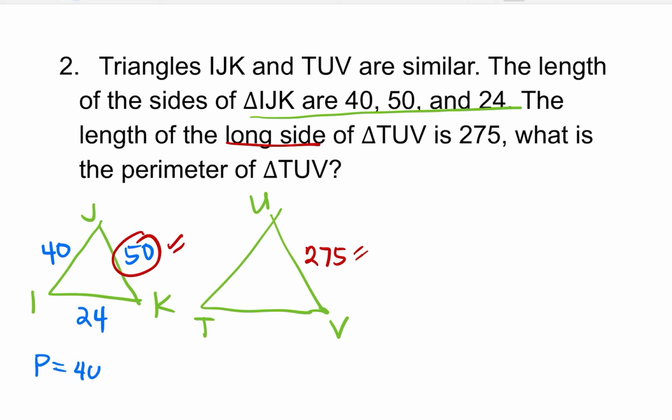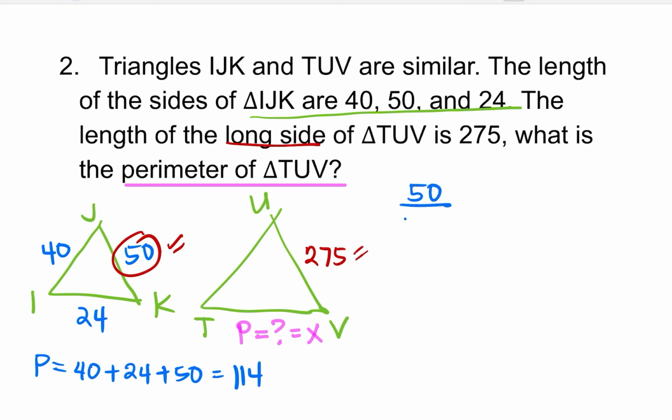So 40 plus 24 plus 50, adding these numbers, will give us 114. And for the other triangle, that is the unknown. It says what's the perimeter of TUV, and we don't know that information. And so therefore, the perimeter of TUV is unknown, I'm going to replace that with an X to represent the perimeter. So we now can set up our proportion. There are multiple ways to set up the proportion. One way is I'm going to start with 50 over 275 equals the perimeter of the given triangle where all sides are given, and then X where we're trying to find the perimeter.